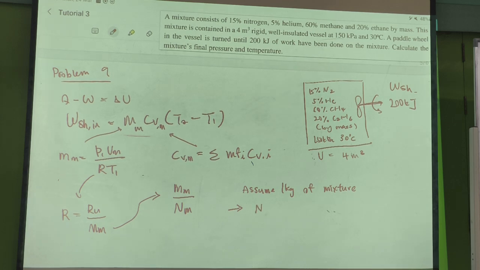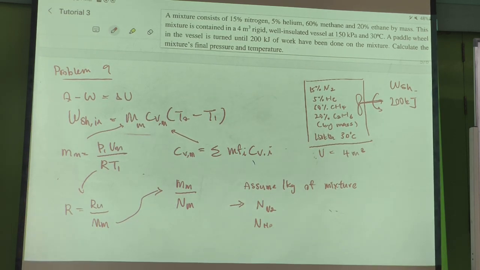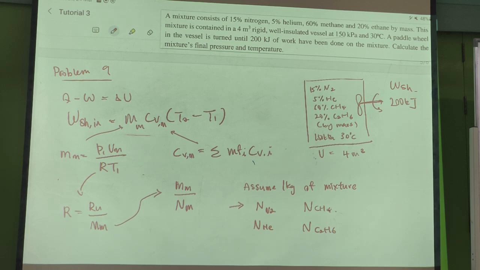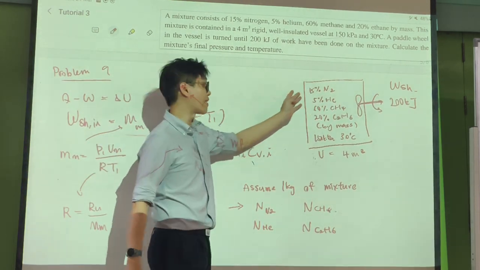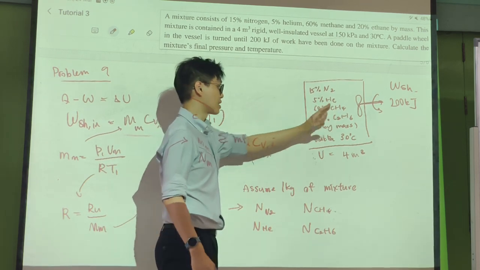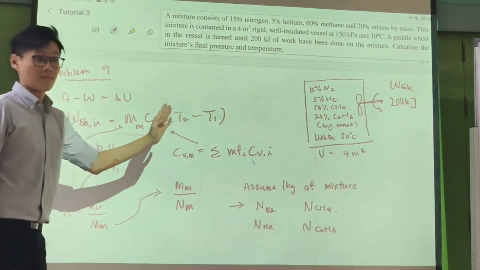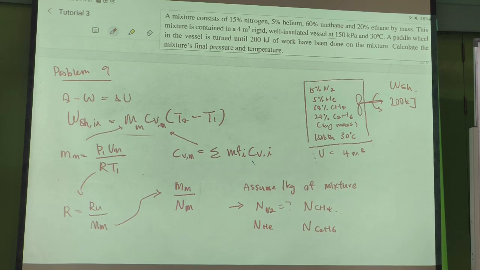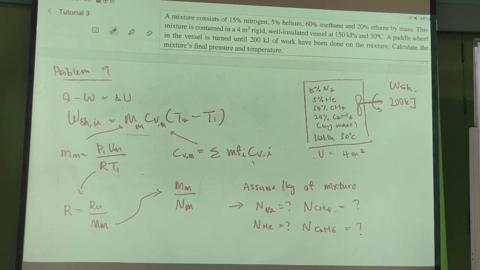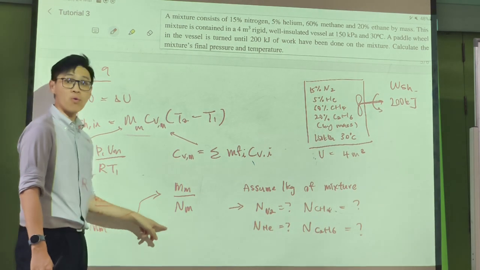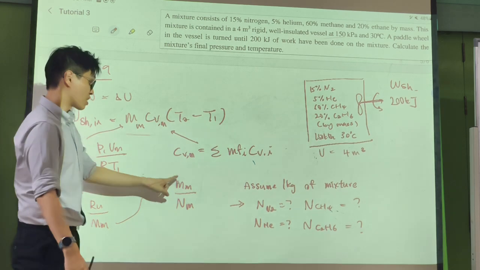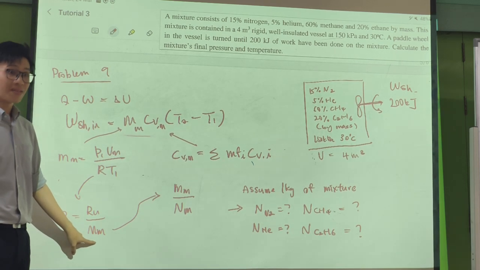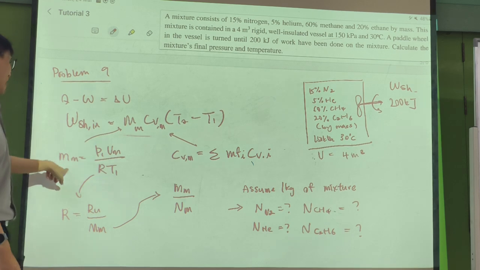If you assume this, then you can get their individual mole. You assume 1 kg of mixture, so then N2 will become 0.15, He will become 0.05, this will become 0.6, this will become 0.2. Once you get that, you can find their individual mole. This is the total number of mole based on 1 kg of the mixture. When you use the 1 kg divided back by the total number of mole, you should get the molar mass of the mixture. Then after that, you use this to find R, then you find the actual mass.